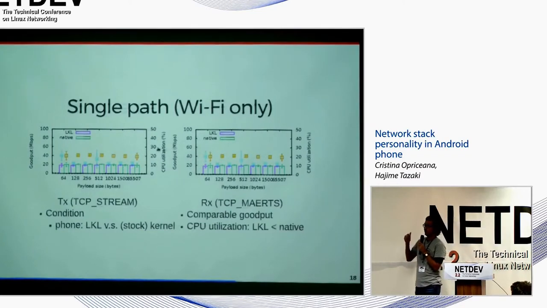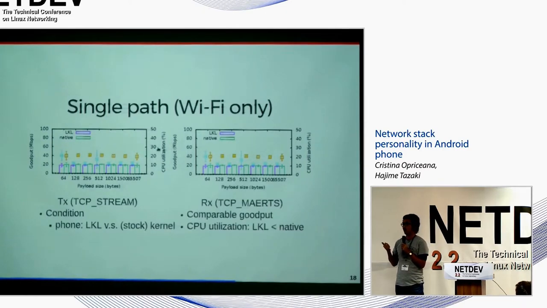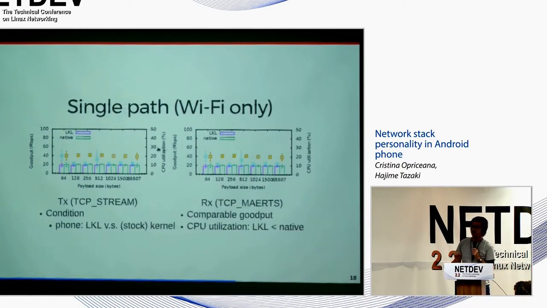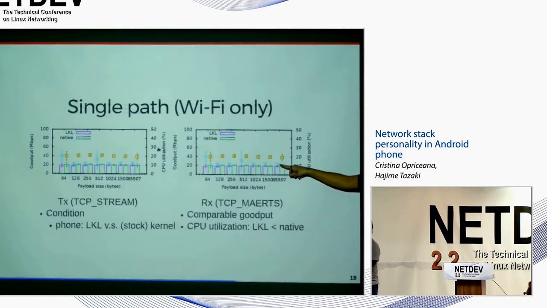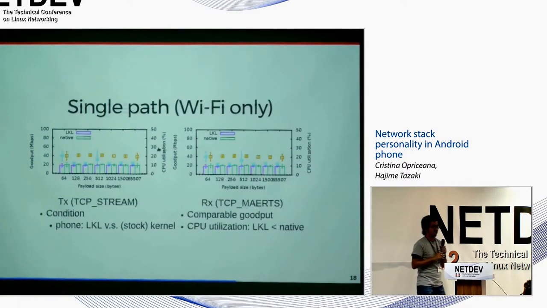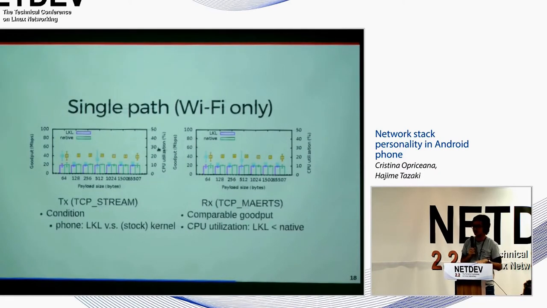And we use the LKL-equipped netperf and the stock branch of the netperf. And we didn't see any big differences in the achieved goodput available with these different configurations. But you could see the CPU utilization of, for example, this blue one is less than the yellow one, which means that LKL, in this case, consumes less CPU processing cycles. But this is really an exceptional case.